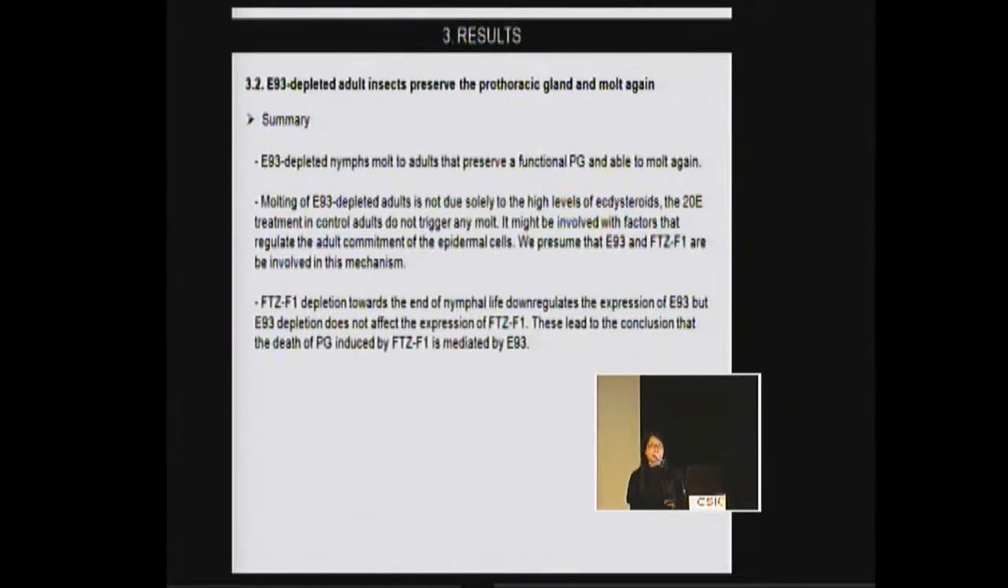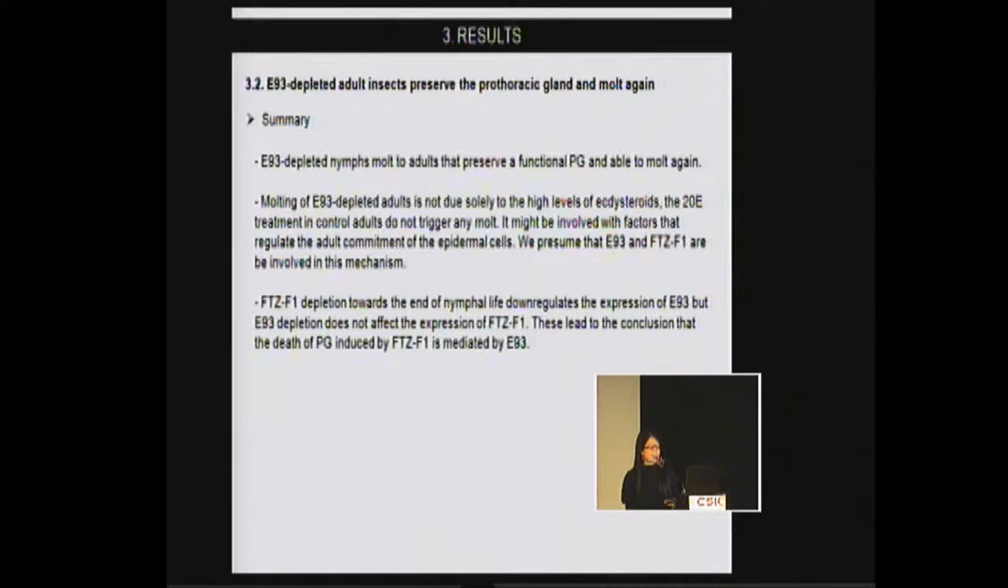Second, the morphing in E93-depleted adults is not due solely to the high level of ecdysteroid, because when we treated with ecdysone, the control adult did not morph. So it might involve some factor, maybe from the prothoracic gland, or a factor that makes the commitment of the epidermal cell, which is involved with E93 and Fushi tarazu transcription factor 1 somehow.